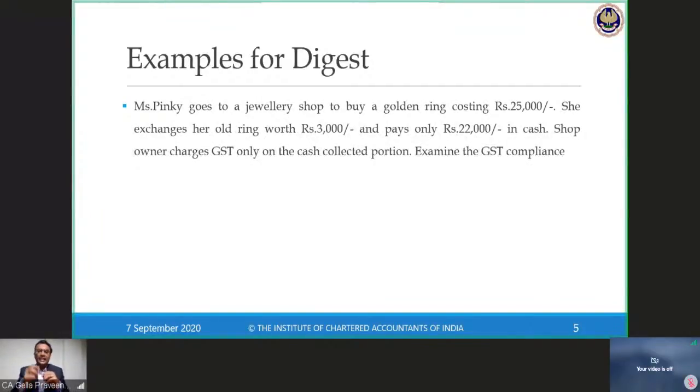What he has done, he charged 22,000. What was the cash collection? On that 22,000, he has collected the GST. What if the shop owner says, look, you have given an old ring, but since 25,000 is the cost of the ring, I'm supposed to charge GST on 25,000? What will happen to the consumer? What will be the view of the consumer?